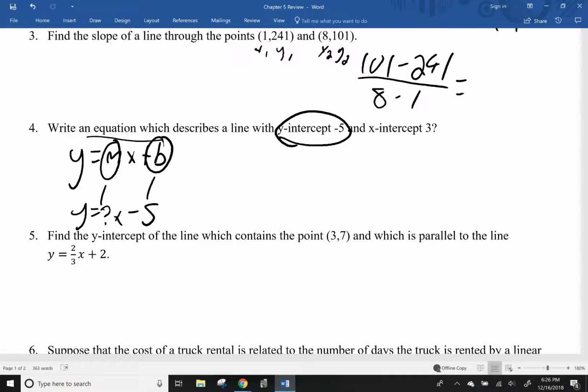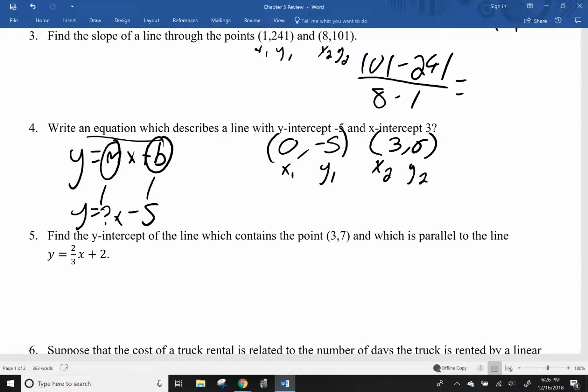I just need to know what that something is. So to find the slope, I need 2 points, and I have 2 points. I know the ordered pair of the y-intercept is 0, -5, and I know the ordered pair of the x-intercept is 3, 0. So I'll simply use this in my slope formula to figure out what my slope would be. So 0 minus -5 over 3 minus 0, which makes 5/3. And so your equation is y equals 5/3 x minus 5.